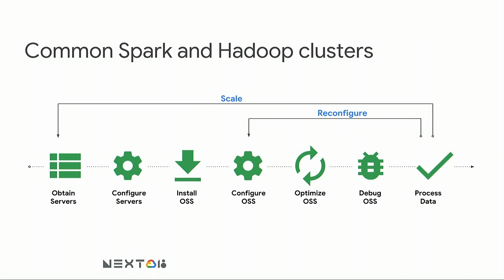So this is a typical life cycle of a Hadoop and Spark cluster implementation, right? You first obtain the hardware server, configure the server, install the OSS, then go through multiple iterations of reconfiguration, optimization, debugging, and then finally process the data.